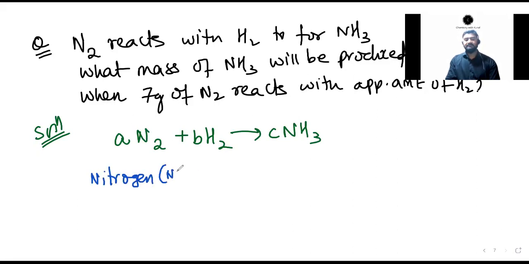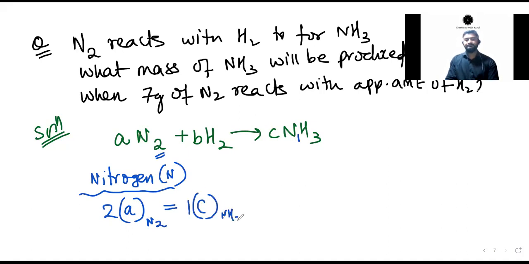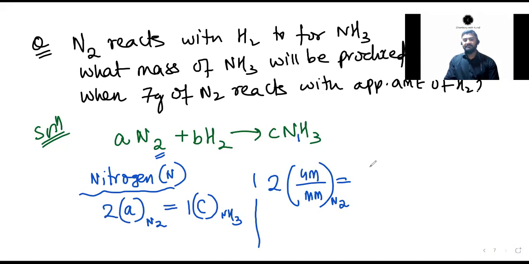How many moles of nitrogen atoms do we have on the left hand side? 2A, and this is because of nitrogen atoms. On the right hand side, how many atoms do we have? A into C, so 1 into C, because of ammonia. Right? Now, what is A? A is the number of moles, which is given mass by molar mass for nitrogen. What's C? Given mass by molar mass because of ammonia.